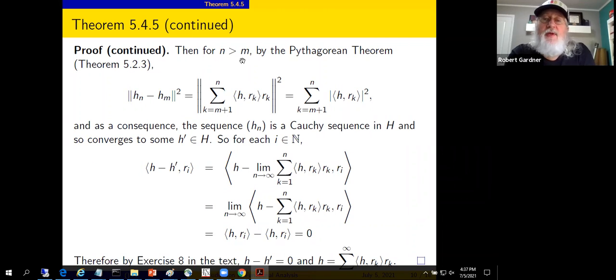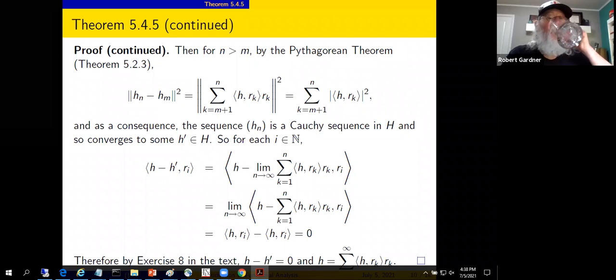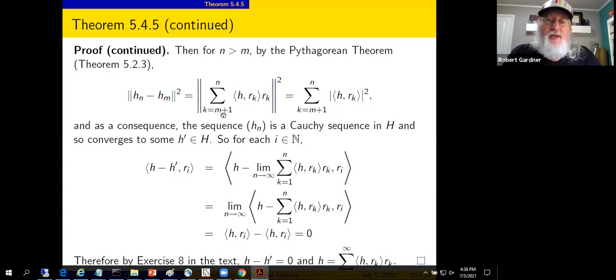So consider n greater than m. Without loss of generality, we're showing some Cauchiness here. By the Pythagorean theorem, we know that the norm squared of H sub n minus H sub m, these are both partial sums. We've assumed n is greater than m. So when you subtract off H sub m, you subtract off the first m terms in a partial sum. So the terms we're left with are those for k equals m plus 1 through k equals n, having subtracted off the first m.